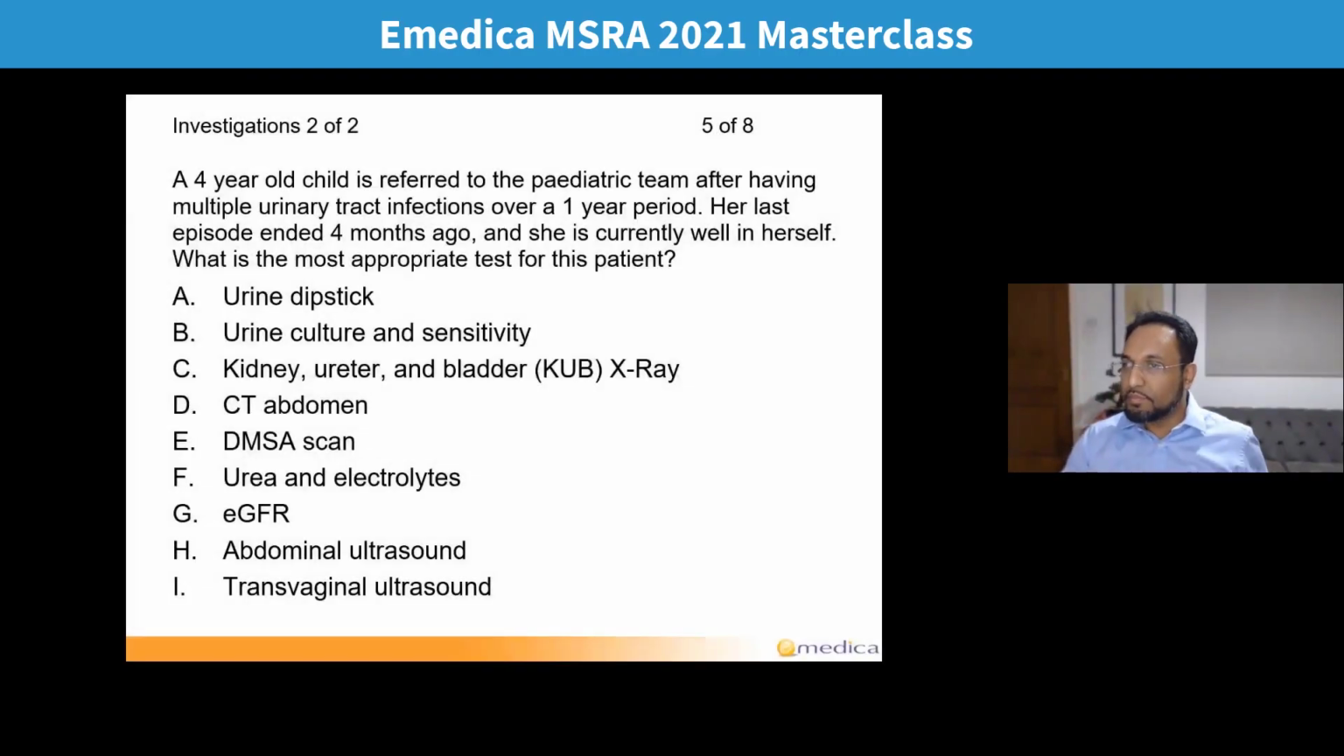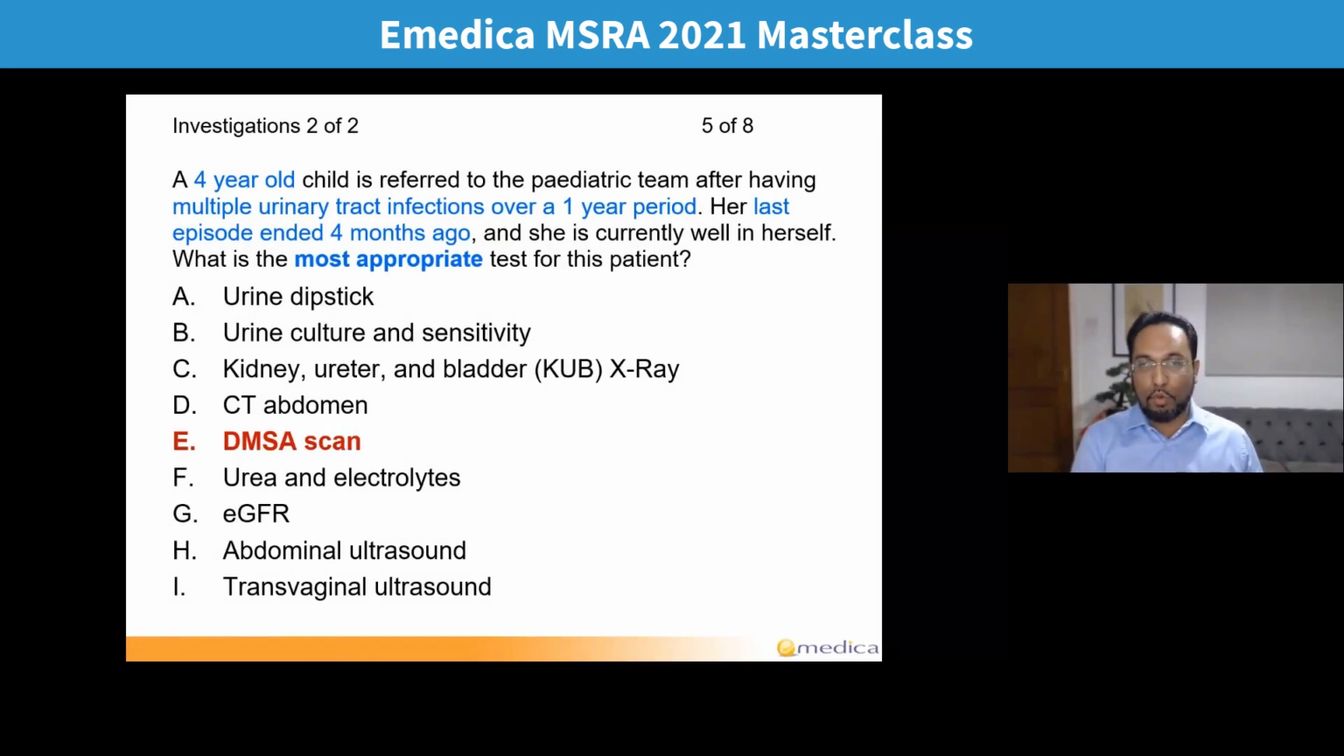Let's do the second one. Okay, so again, big spread with this one. So we've got the most popular answers H, abdominal ultrasound. Then we've got E, DMSA scan. And then we've got C, a KUB X-ray. And then all the others, very few people, just a handful, one or two people. But these were the three popular ones. The most popular one is H, abdominal ultrasound. Okay, the correct answer here is E, DMSA.